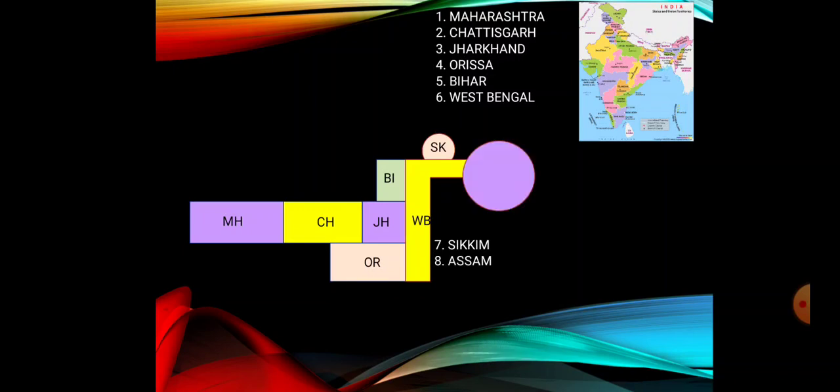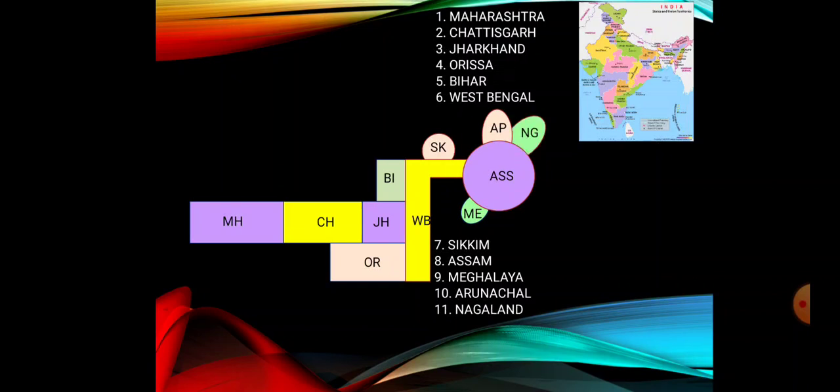Next, Assam. Assam is the northeastern state, and I'll draw it as a circle bordering West Bengal. Now there is Meghalaya, which has a border with Assam, but not any other states in India. Now I'll draw Arunachal, Nagaland. Nagaland is having border with both Arunachal Pradesh as well as Assam. Then Manipur, then Mizoram, then Tripura.